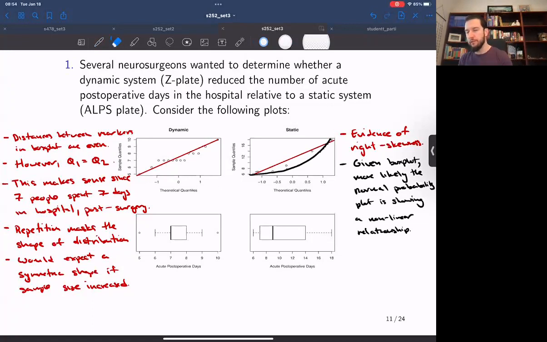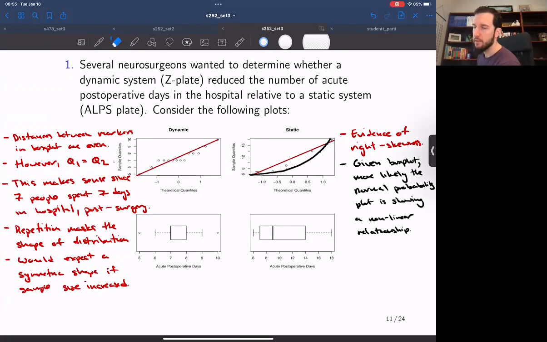Okay, so in the first situation, for the dynamic system, we could probably get away with arguing that this is an approximately normal variable. And if we collected more information, my expectation would be that things are going to start to average around 7 days, and you're probably going to see more of a symmetrical relationship.